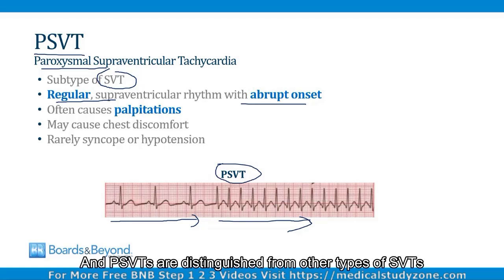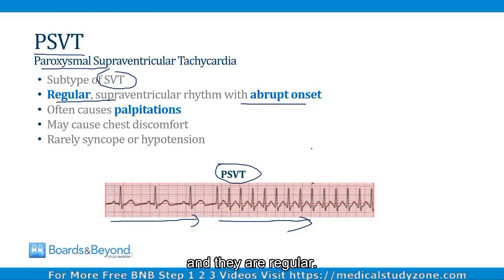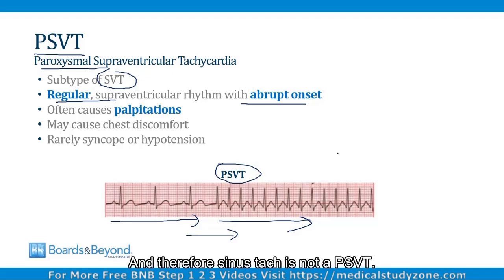PSVTs are distinguished from other types of SVTs because they have an abrupt onset and they are regular. So for example, sinus tachycardia is not a PSVT. That's because sinus tachycardia does not start from one beat to the next. It has a slow onset. When you exercise, you develop sinus tachycardia, but it doesn't occur in one heartbeat. Slowly your heart rate rises as you are exercising, and therefore sinus tach is not a PSVT. Atrial fibrillation is also not a PSVT because atrial fibrillation is irregular and not regular. So PSVTs are the special subtype of SVTs that have a regular rhythm and an abrupt onset.